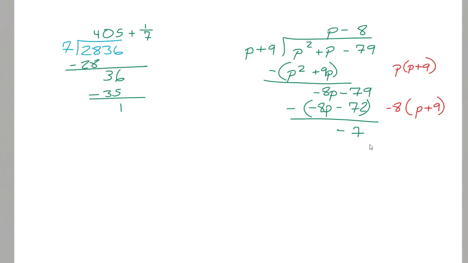So when you're left with a remainder, you write the sign. If this was a positive, you'd write plus, and since this is a negative, we're going to write minus what the remainder is. In this case, it was 7, and put it over what we were dividing by, p plus 9. And this would be our answer.